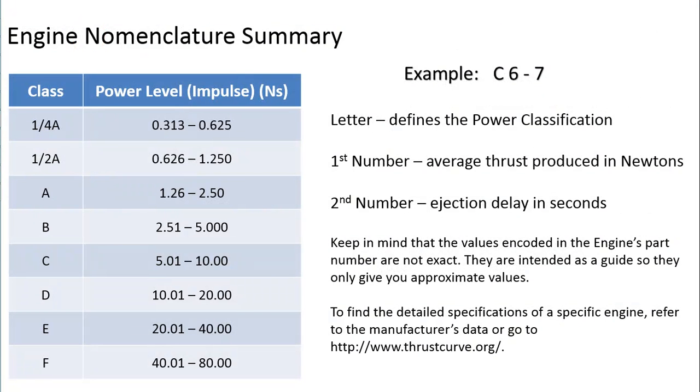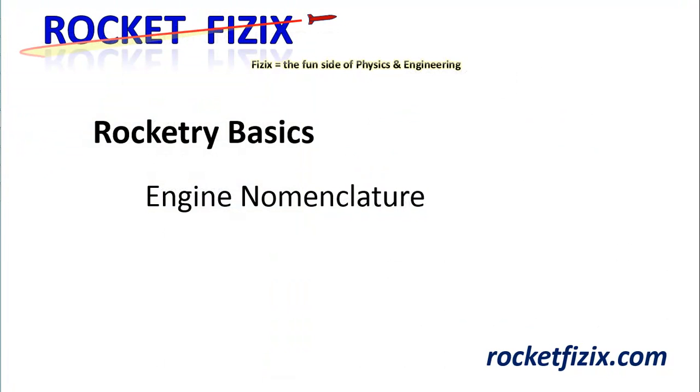This is a summary of how the part numbers of engines from 1/4 A to F are encoded. Keep in mind that the values encoded in the part numbers are approximate values. To get exact values, you will need to look up the specific engine. This has been Rocketry Basics, Engine Nomenclature. The next video in this series will show an example of how to use engine part numbers to select an engine for a specific design.